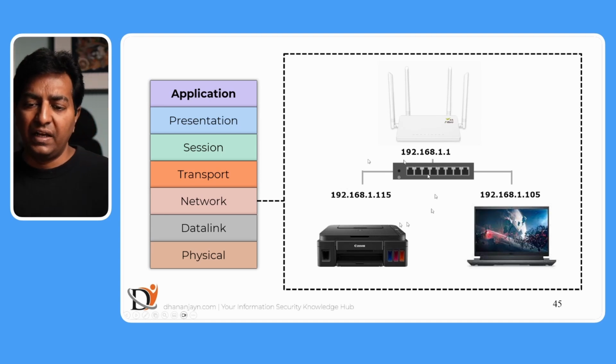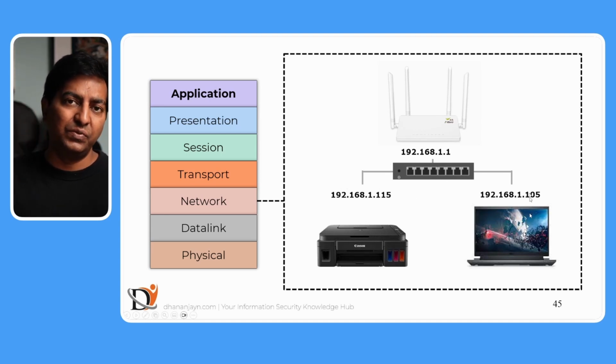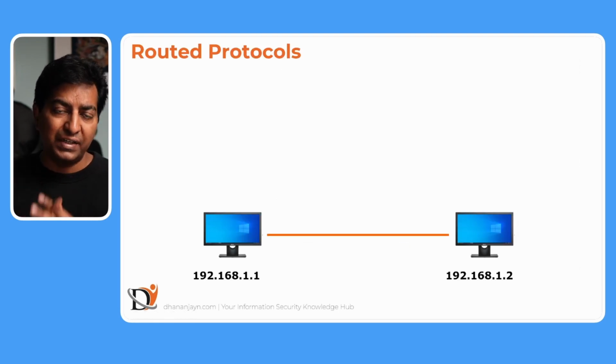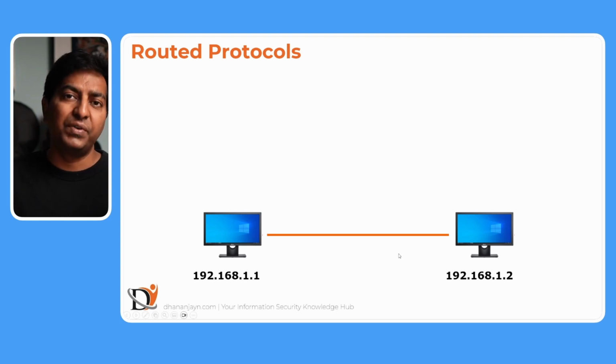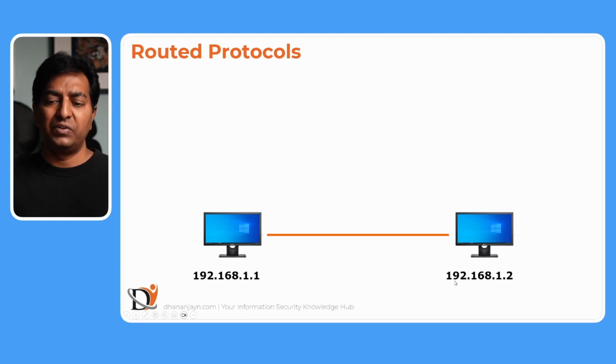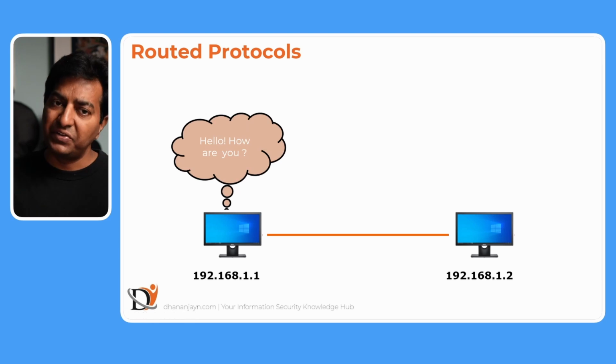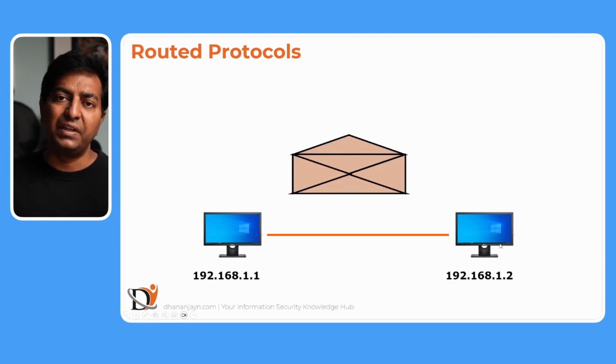So for any device to connect to another device on the network, it requires something called an IP address. And that IP address is nothing but the logical address which works at the network layer. To understand this, I have created an animation which will give you the exact idea of what is happening behind the scenes. So consider I have two computers on my network, one with IP address 1.1 and the other one 1.2. So this is the class C network that I have. Consider I'm sending a message, hello, how are you, to the person on the other computer.